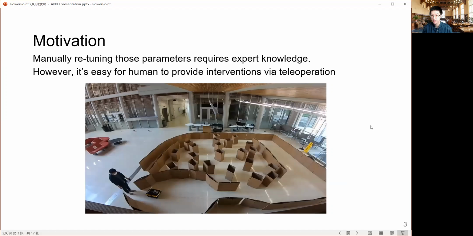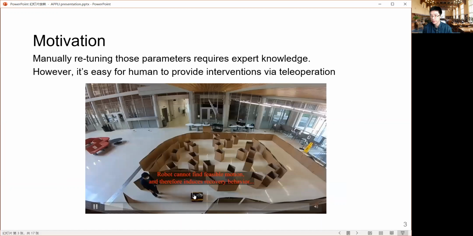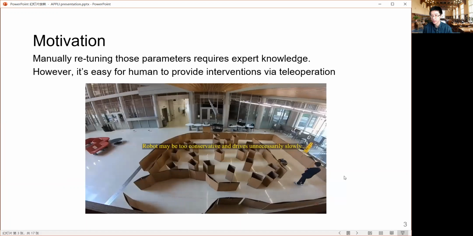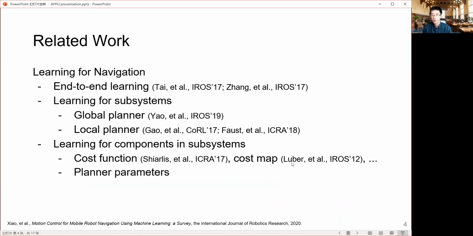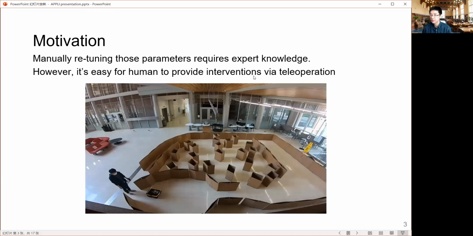However, it's not easy to tune those parameters, and it requires expert knowledge. For a human, even if he's not an expert, it's easy to provide some interventions. For example, here, when the robot struggles and cannot find feasible motions, one of the authors will set it back and give it a short demonstration via teleoperation. And similarly here, when the robot drives too slowly in this open space. So maybe we can use these collected interventions to tune the parameters.